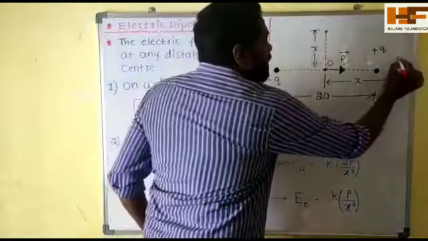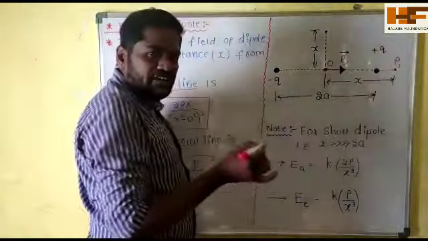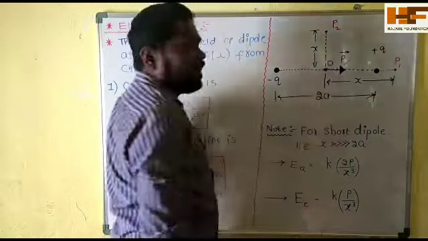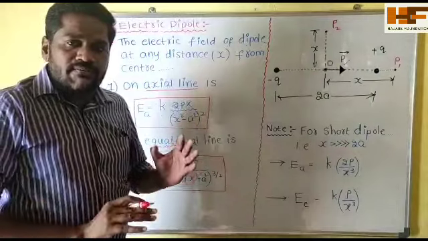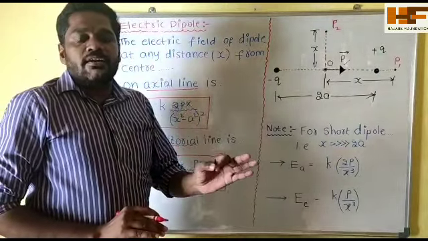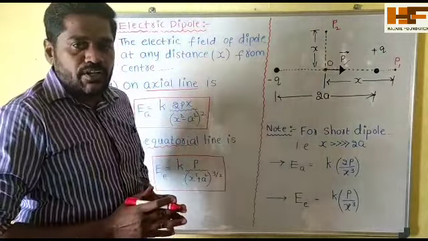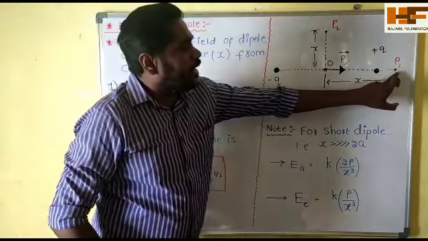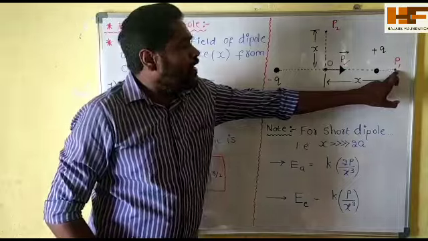Therefore, at this point P1 we have to find the electric field. At this point P2 also we have to find the electric field. These two questions are very important from the theory point of view and also for objective purposes. First of all, let's go to point P1. What is the electric field?